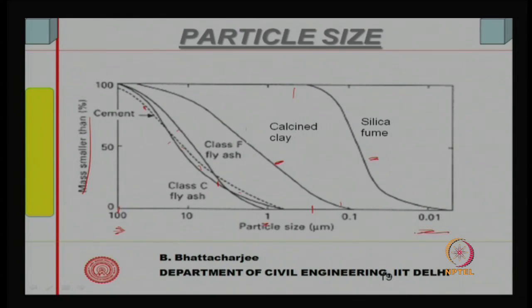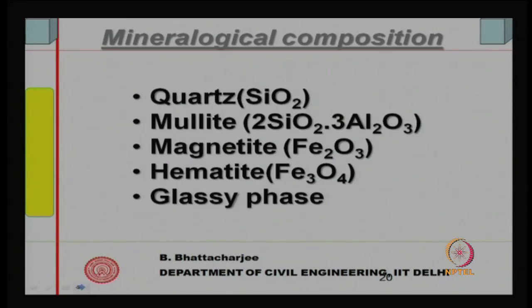So, size wise we understand that the finest material is silica fume, and the coarsest would be fly ash, metakaolin will be somewhere in between. All right. Rice husk ash of course is cellular in structure.